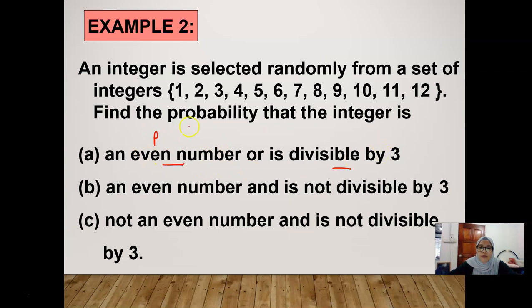So if you write in the form of mathematical, even number is P(A), or is union. N is intersection. A union B lah. This one, A union B. And B is P, even number intersect with not divisible by 3. Since divisible by 3 is B, not divisible by 3 will be B prime. Okay. Not an even number, and is not divisible by 3. Meaning that probability of A prime and B prime.